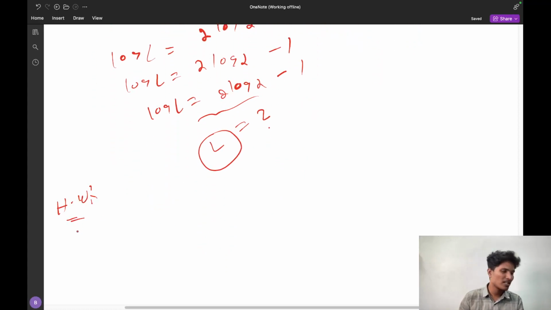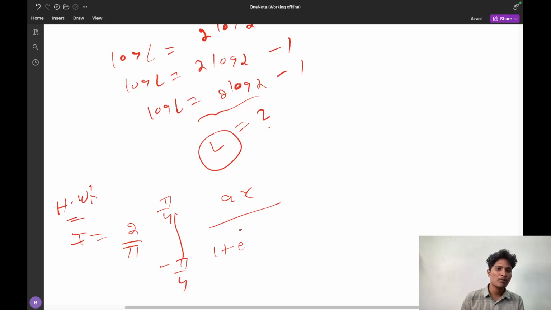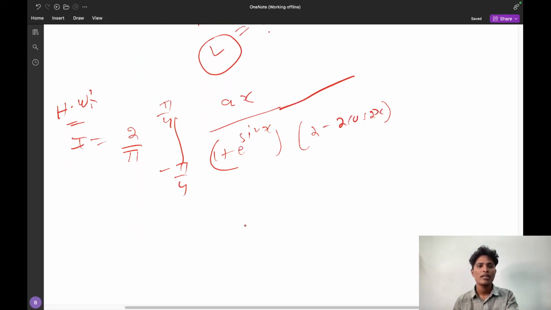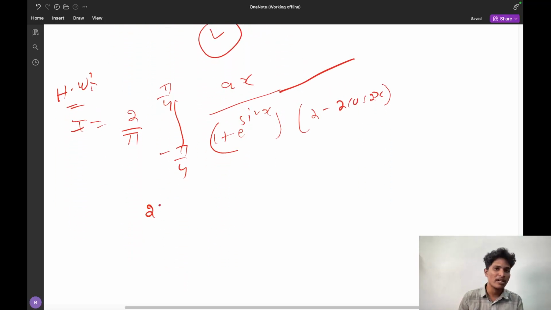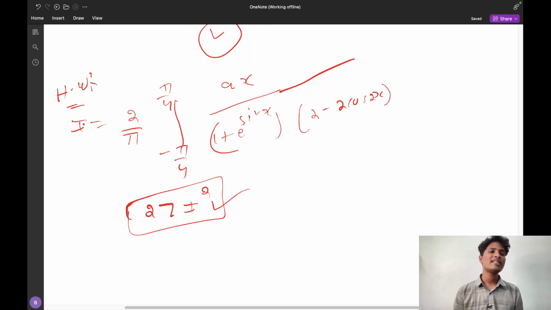You can try yourself. This is a previous year question, that is I equal to 1 divided by 2 pi, integral from minus pi by 4 to pi by 4 of dx divided by (1 plus e power sin x) into (2 minus cos 2x), and this entire thing is equal to I. Now we are required to find the value of 27 I square.